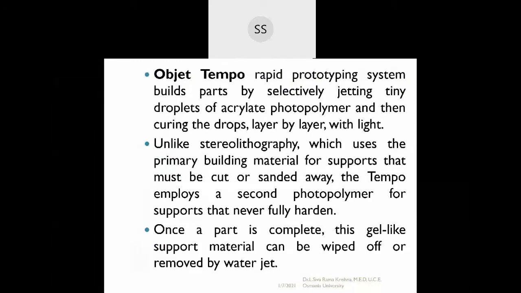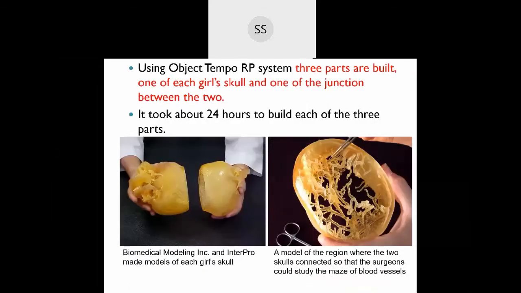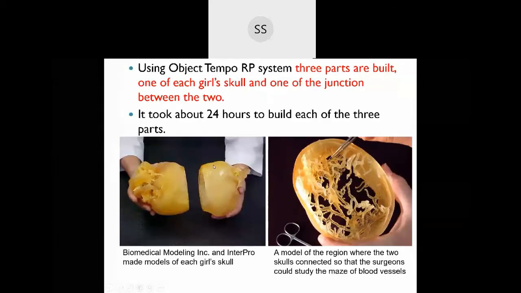Yesterday I showed you that in the Hollywood movies. The Objet Tempo rapid prototyping system builds parts by selectively jetting tiny droplets of acrylate photopolymer and then curing the drops layer by layer. Unlike stereolithography, which uses primary building material for supports that must be cut or sanded away, once a part is complete, this gel-like support material can be wiped off or removed using water. On the Objet Tempo, three parts were built: one of each girl's skull and one of the junction between the two.